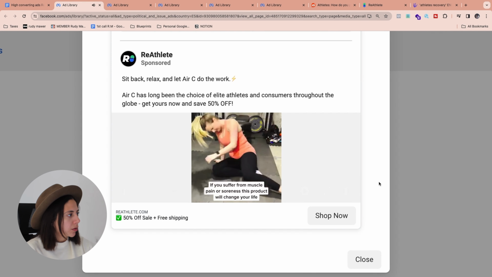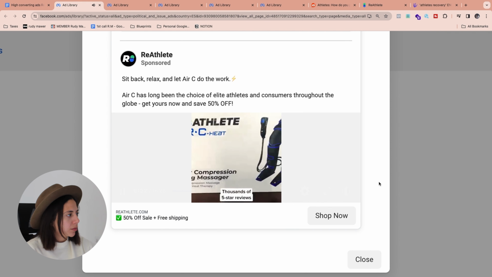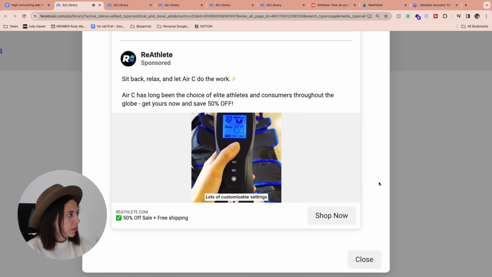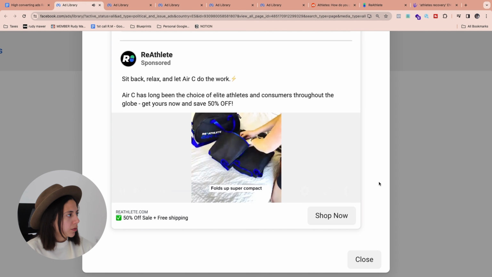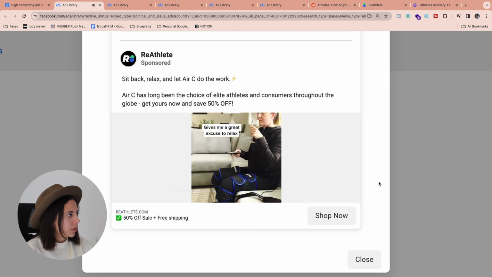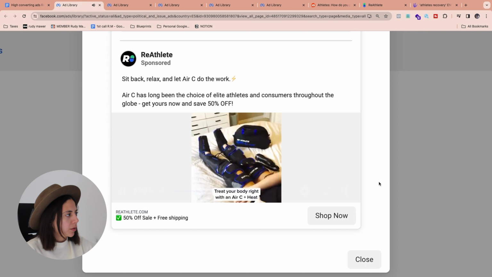If you suffer from muscle pain or soreness, this product is going to change your life. I see why there are so many 5-star ratings. It's seriously the best way to relieve sore muscles and improve recovery after a tough workout. It has lots of customizable settings for the massager and the heat therapy. It folds up super compact into this easy to carry travel bag, so as long as you have an outlet, you can take it anywhere. It also gives me an excuse to relax. Your body works so hard for you. Treat it right. Head over to reathlete.com and pick up yours today.